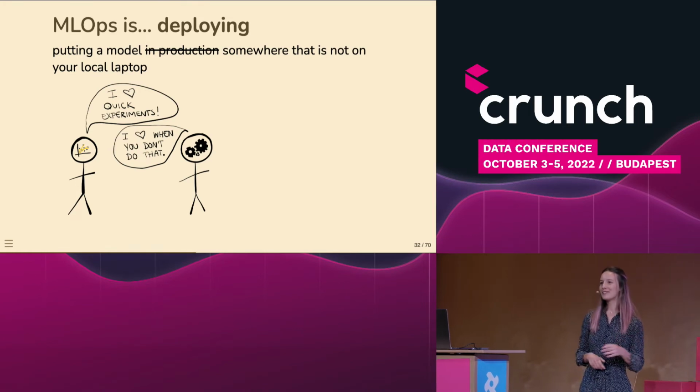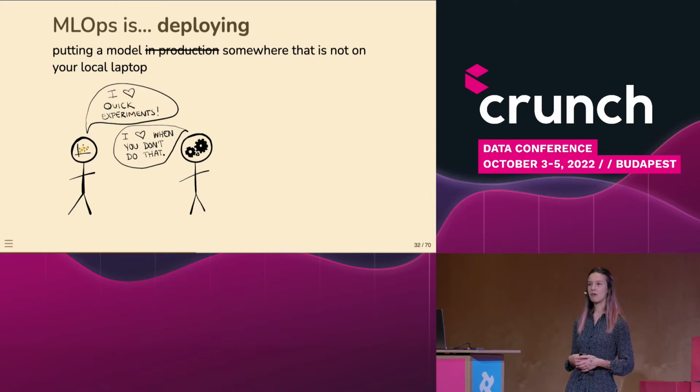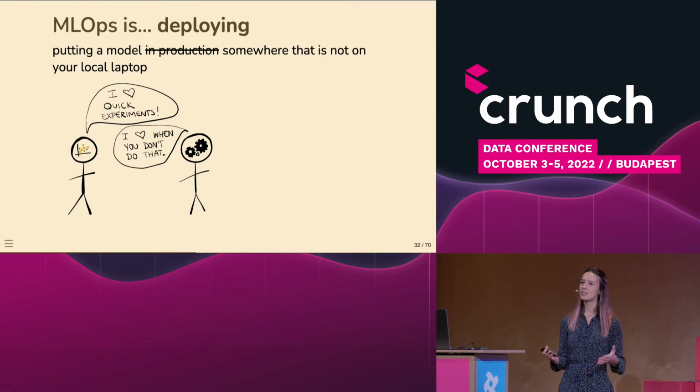And data scientists are a little more experimental. We want to move fast. We want to make lots of different models. We want to be agile when data changes. So there's a little bit of tension there.